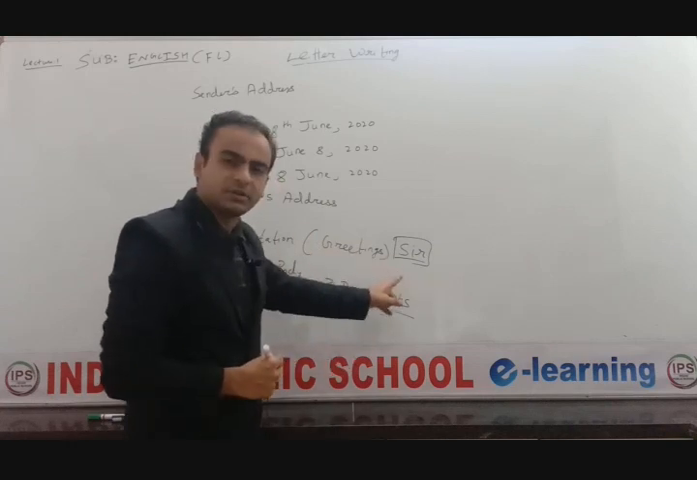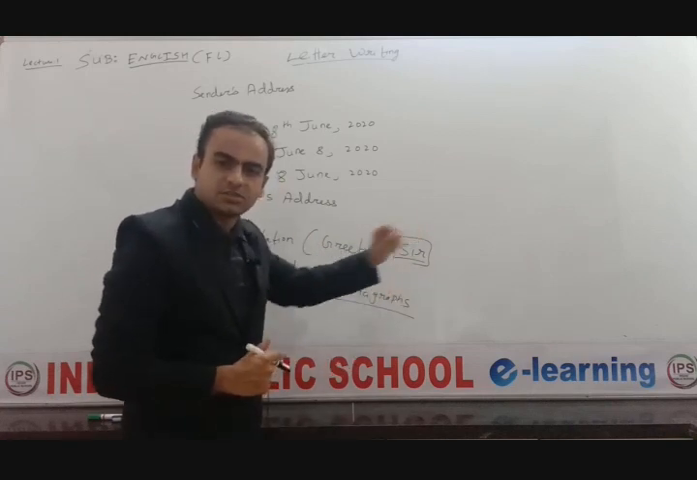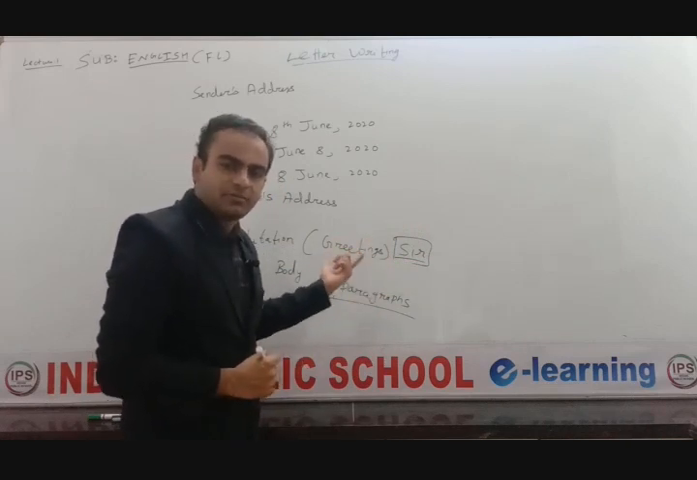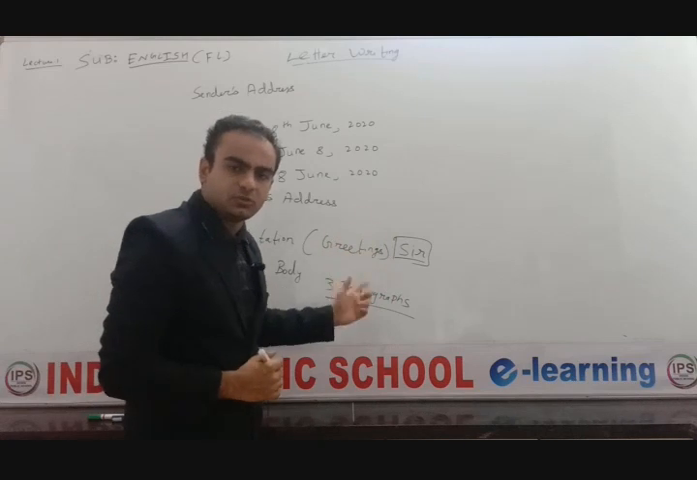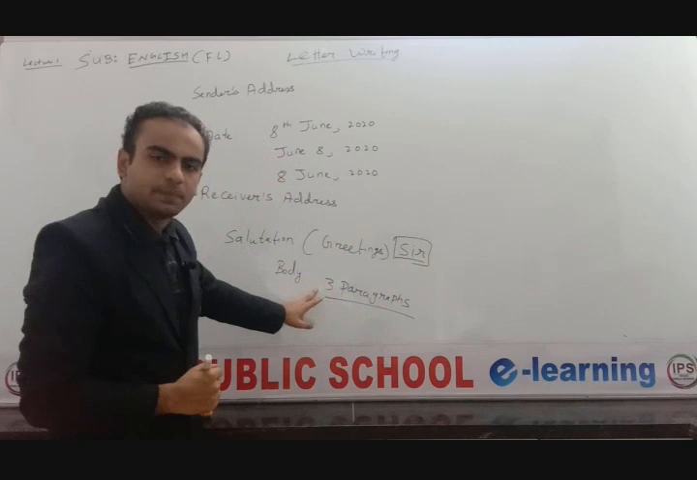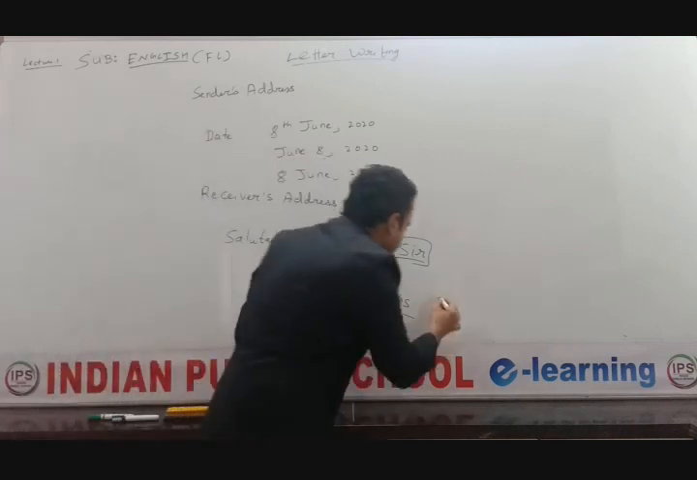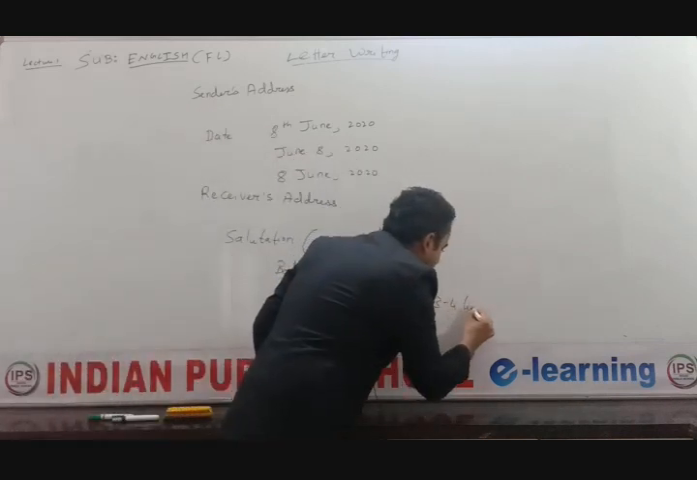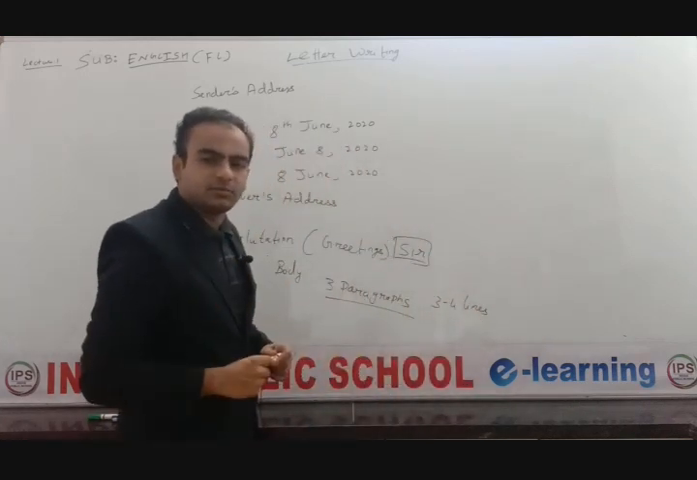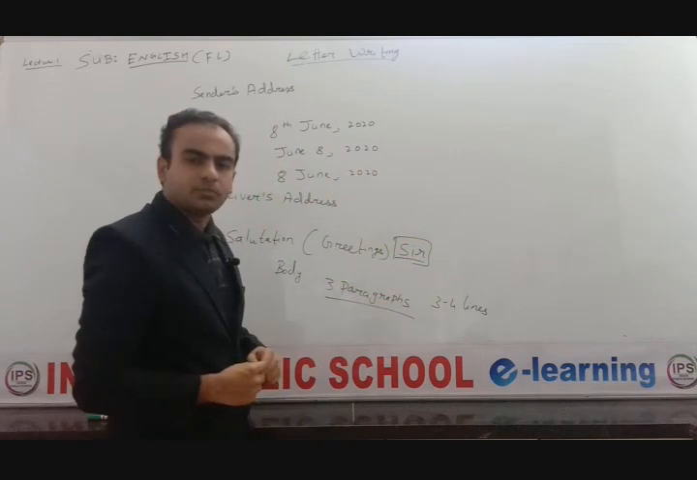This letter has been written to draw your kind attention to the issue that we are facing. The issue is the nuisance of stray animals. Introduce that concept in the first paragraph. Write 3 or 4 lines. How many lines you have to write? 3 or 4 lines.